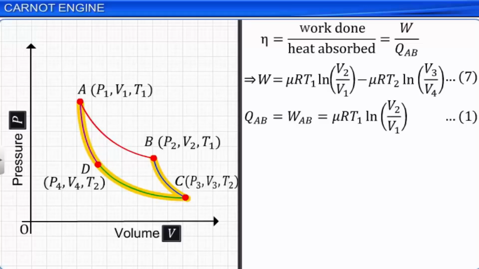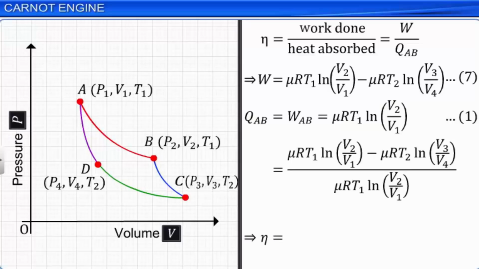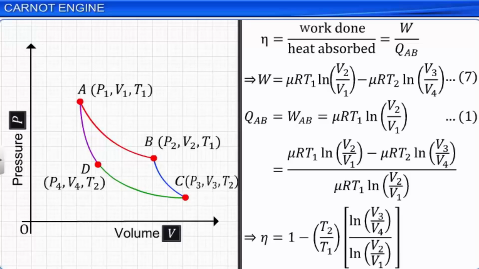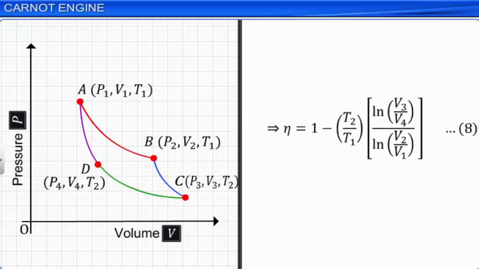Substituting the values for W and Q_AB from equations 7 and 1, and on further simplification, we have η is equal to 1 − (T2/T1) × ln(V3/V4) / ln(V2/V1). Let this be equation 8. Equation 3 can be rewritten as V2/V3 is equal to (T2/T1)^(1/(γ−1)). Let this be equation 9.